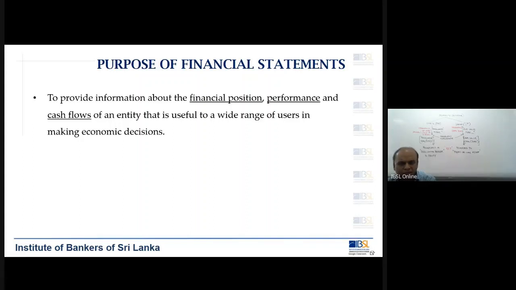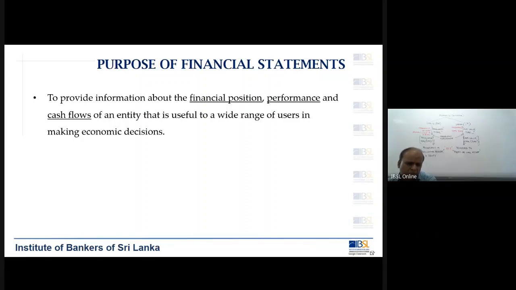And finally, the financial statement should also look at the cash flows. Cash flows is how much money has come in and how much money has gone out, and how this money has come into the business and how it has gone out, for what purpose. This we call cash inflow and cash outflow.